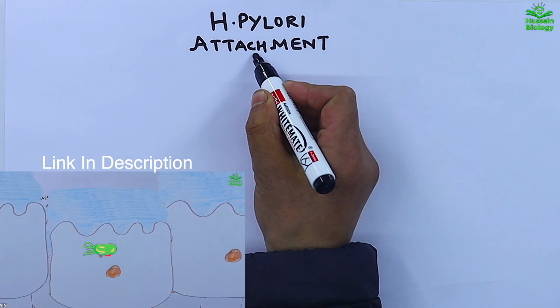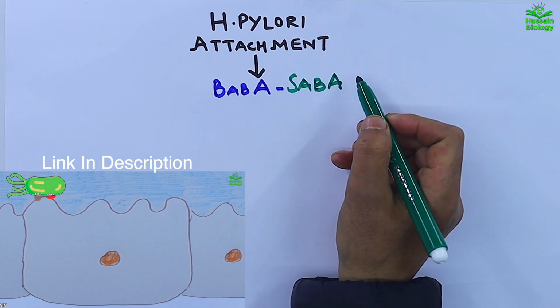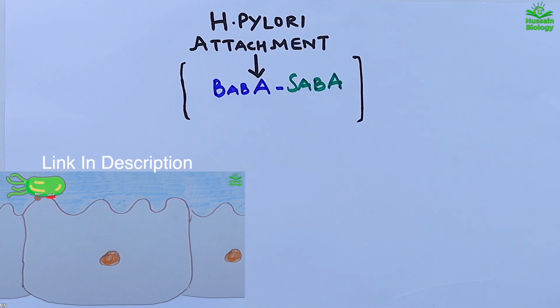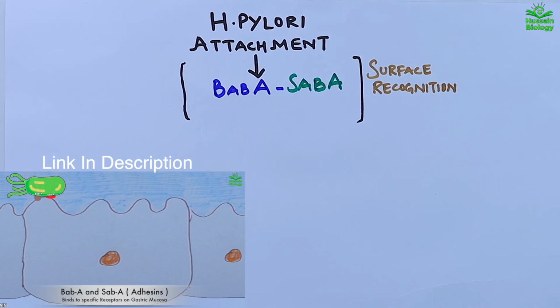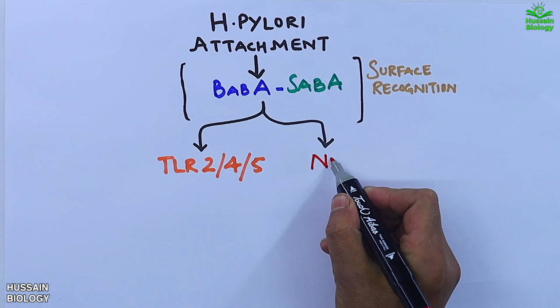As shown in this diagram, we see Helicobacter pylori attaches to the host cell surface using two key adhesin molecules, BabA and SabA. These proteins facilitate surface recognition by binding to specific receptors on the host cell membrane. This attachment is a crucial first step as it allows Helicobacter pylori to initiate signaling cascades that modulate the host immune system. Following this attachment, two major signaling pathways are activated: the TLR pathway and the NOD pathway.